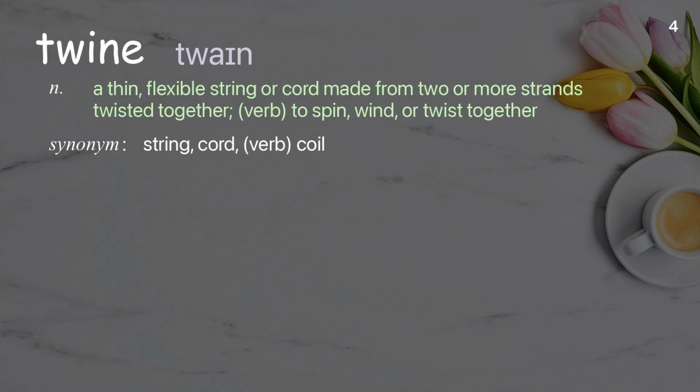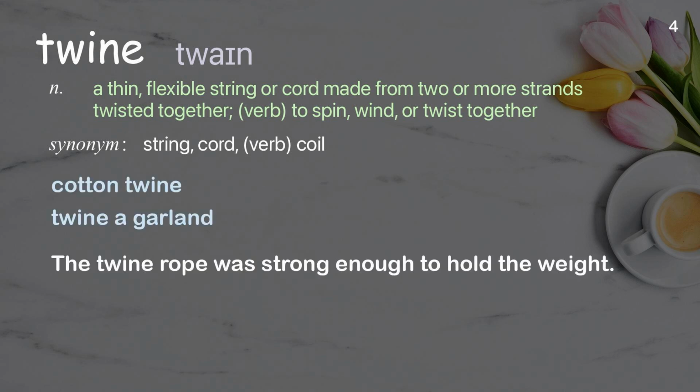Twine. A thin, flexible string or cord made from 2 or more strands twisted together. Verb, to spin, wind, or twist together. Examples: Cotton twine. Twine a garland. The twine rope was strong enough to hold the weight.